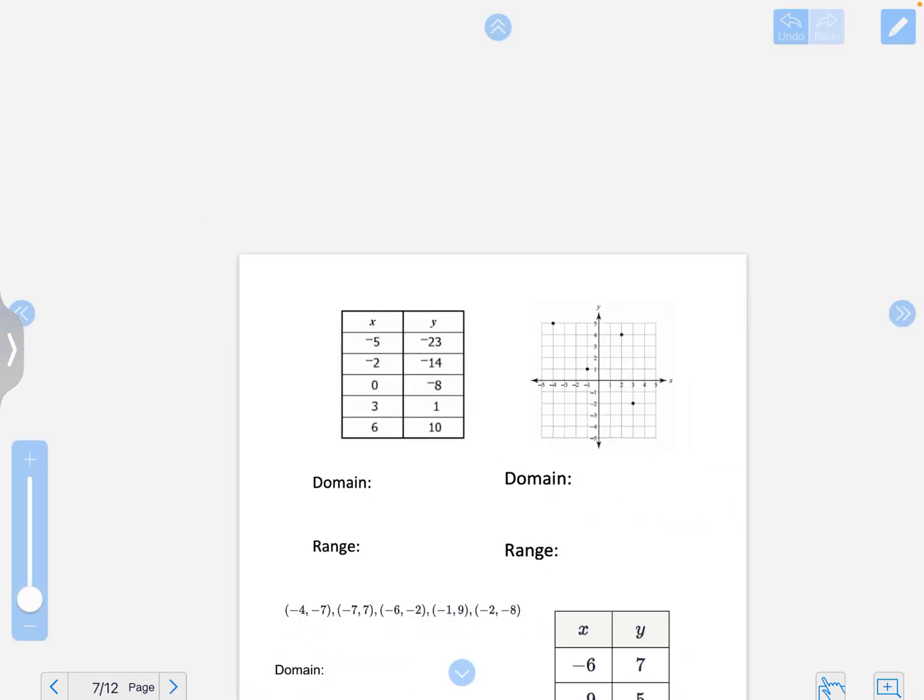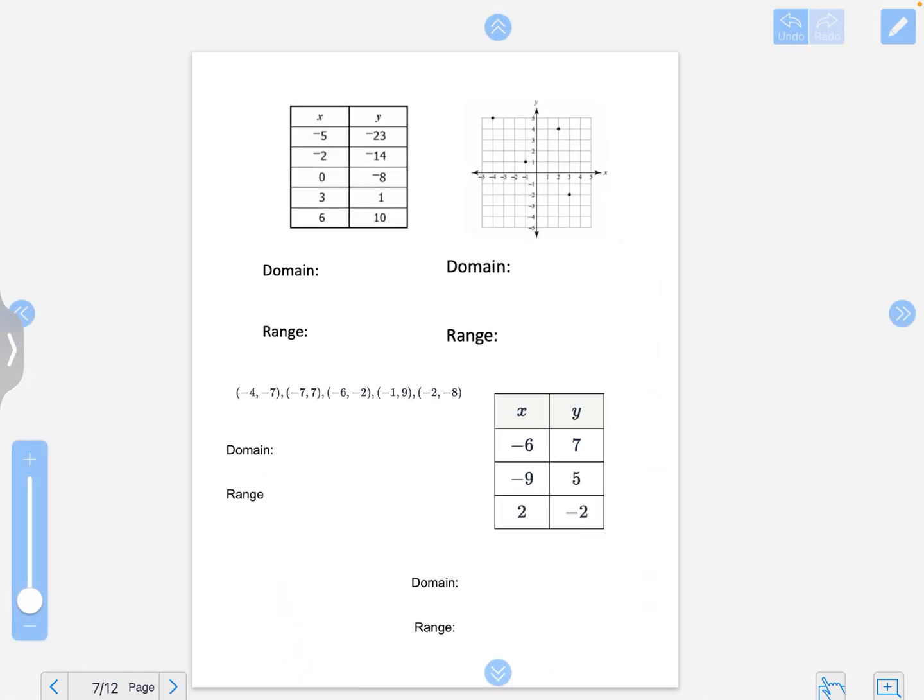All right, so I want you to do the rest of the last 4 of your notes, and I want you to check them with the completed class notes.